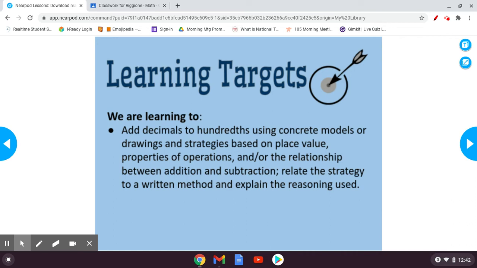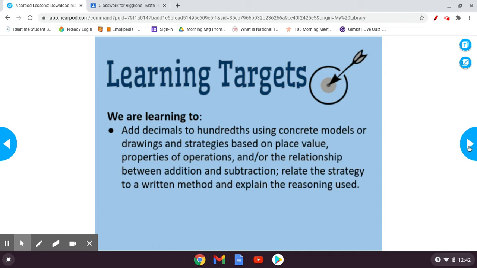So again, you can see on the screen right now, you have our learning targets. These are the goals that we've been working towards this week, where we are adding decimals to the hundredths place using different types of models, as well as the standard algorithm, and building the connection between those two things.